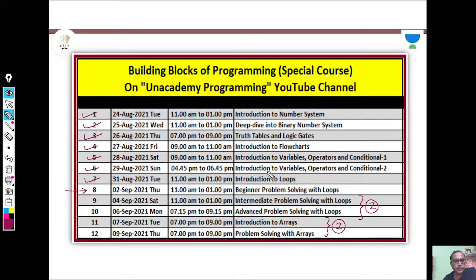I hope that everyone has got my point. So today we are going to have this beginner problem solving with loops. I shall show you multiple different programs, how to solve them in a very efficient way. I shall write my code and show you how it is done, and if you ask me, I can also run the code on some coding portal. So that's my purpose.